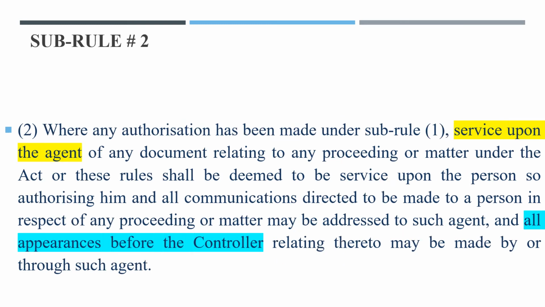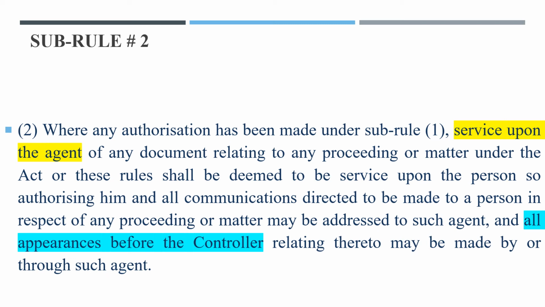Fine. Now, sub rule 2. Where any authorization has been made under sub rule 1, service upon the agent of any document relating to any proceeding or matter under the act or these rules shall be deemed to be service upon the person so authorizing him, and all communications directed to be made to a person in respect of any proceeding or matter may be addressed to such agent, and all appearances before the controller relating thereto may be made by or through such agent. Fine. So we can say here what is the service of the agent.